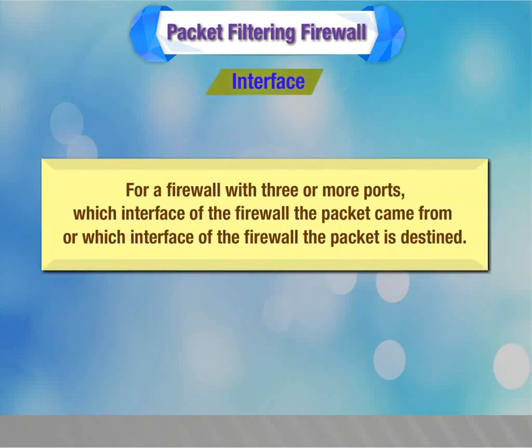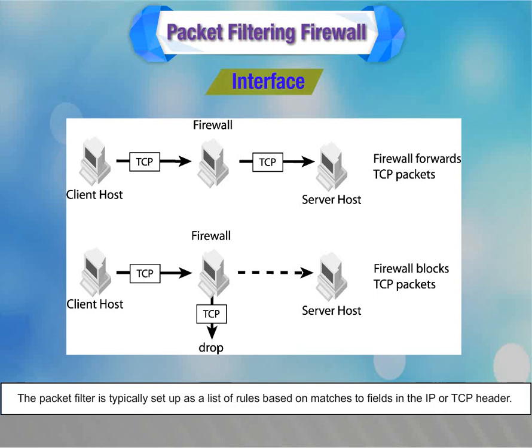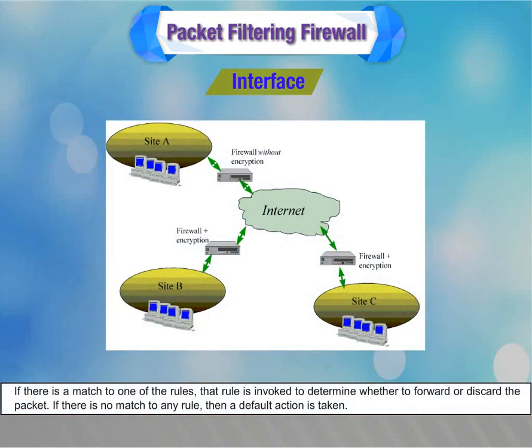Interface. For a firewall with 3 or more ports, which interface of the firewall the packet came from, or which interface of the firewall the packet is destined for. The packet filter is typically set up as a list of rules based on matches to fields in the IP or TCP header. If there is a match to one of the rules, that rule is invoked to determine whether to forward or discard the packet. If there is no match to any rule, then a default action is taken.